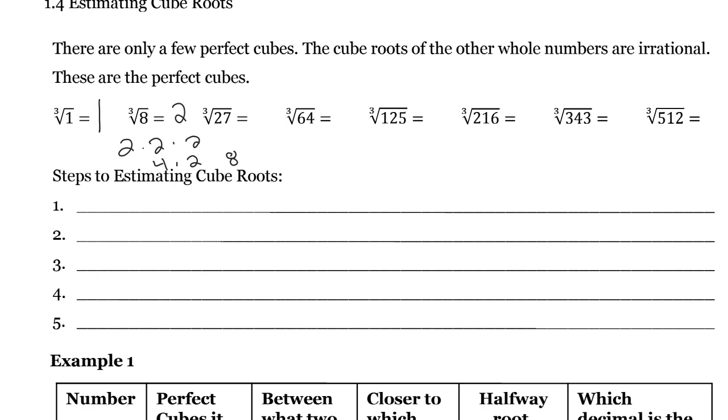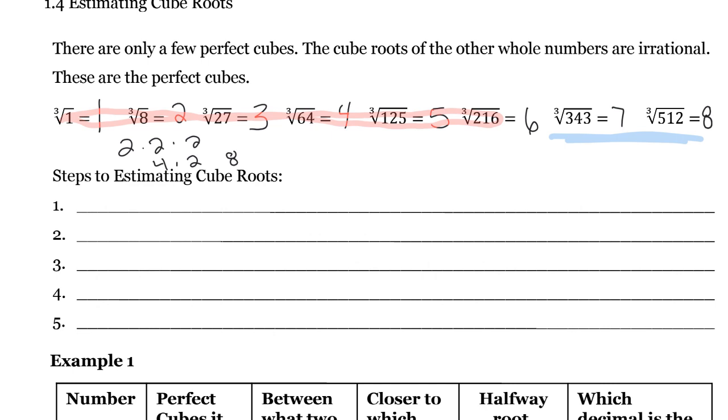Okay? Cube root of 27 is 3. 64 is 4. 5, 6, 7, 8. So I would suggest you memorize these ones. And then these two would be just in case. So I would memorize the first 5 or 6. And then the rest, again, would be just in case.